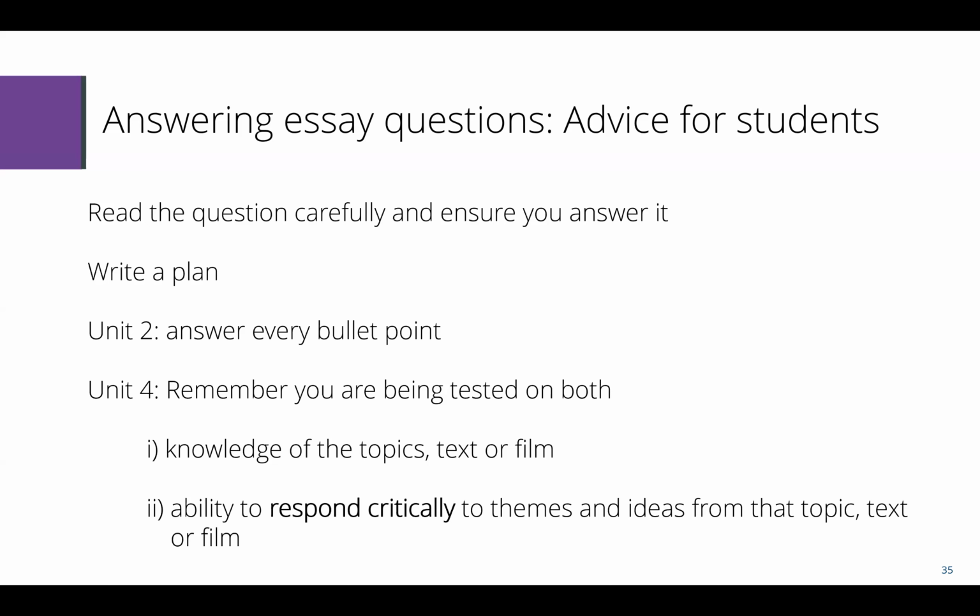One of them is actually, do they know the text? Do they know the film or the topic? Have they done some research? Have they learnt stuff about it? So they're able to show a knowledge.